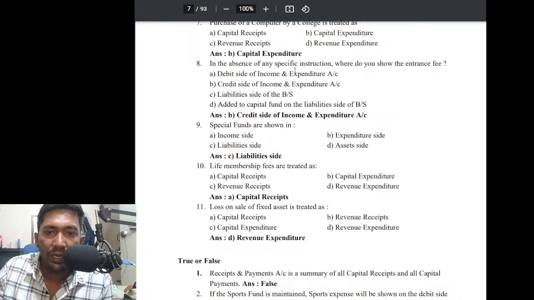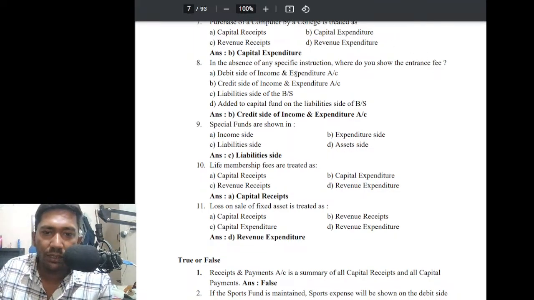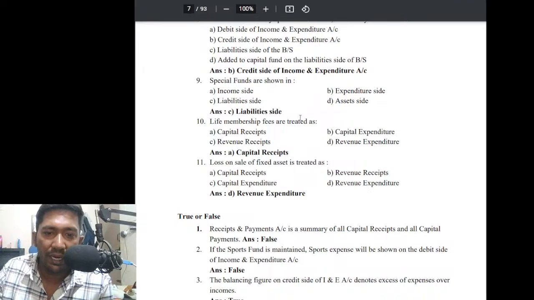In the absence of any specific instruction, where do you show the entrance fees? If there is no specification, entrance fees will be mentioned on the credit side of the income and expenditure account. Such type of questions they will not ask, but still you should have an idea. If they ask, you can easily do it.